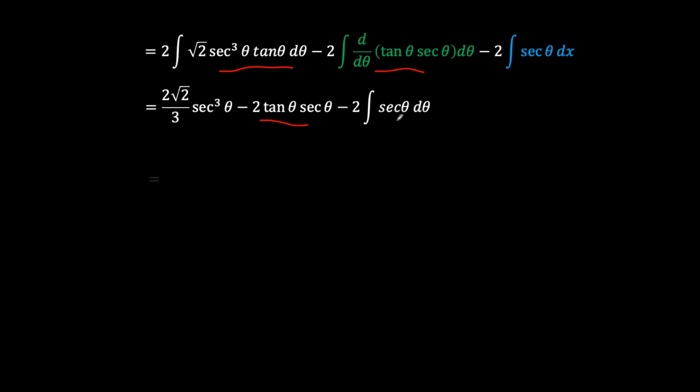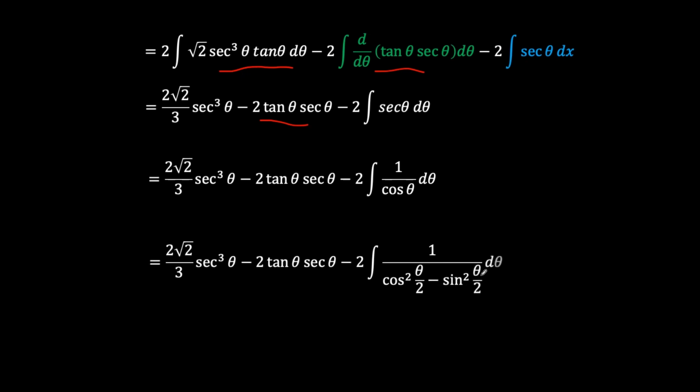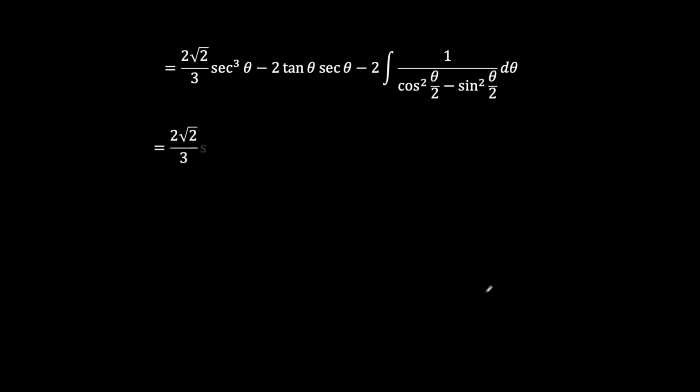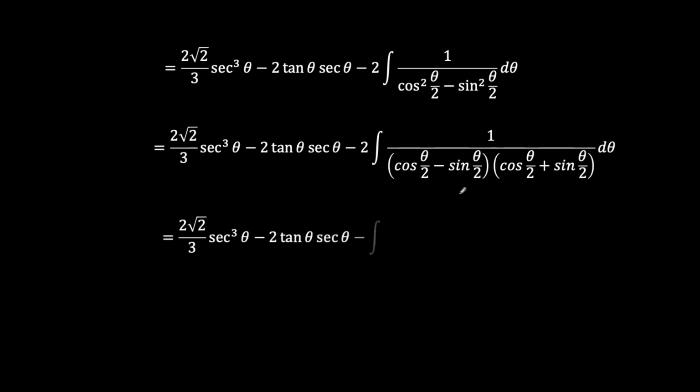Could have kept this blue. But let's continue. This is the same as 1 over cosine theta, and then we can express it in the half angle formalism, which is 1 over cosine squared theta over 2 minus sin squared theta over 2. Okay, and then since we have the difference of 2 squares, this can also be expressed as the product of the difference of those 2 numbers and the sum of the same numbers. We can express this as partial fractions, and believe you me, this is a very simple partial fraction.